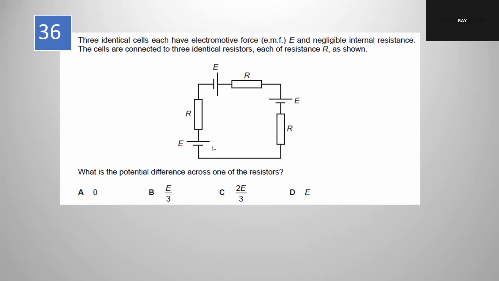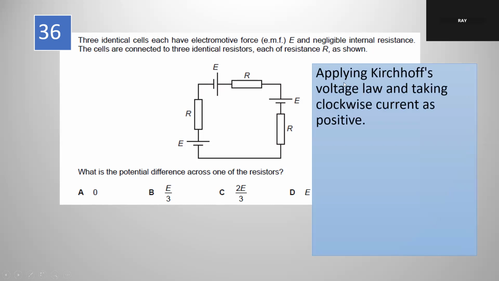Okay, the easiest way is to choose clockwise as positive. No? The current is going clockwise. So these two will be positive. This one is anti-clockwise, so it's negative. Right? Sum of EMF by Kirchhoff's voltage law. Sum of EMF equals sum of potential difference.